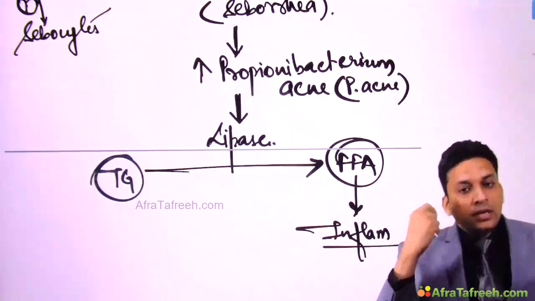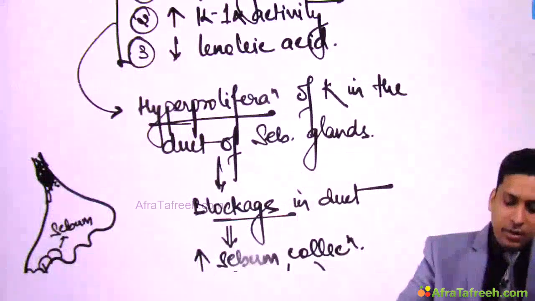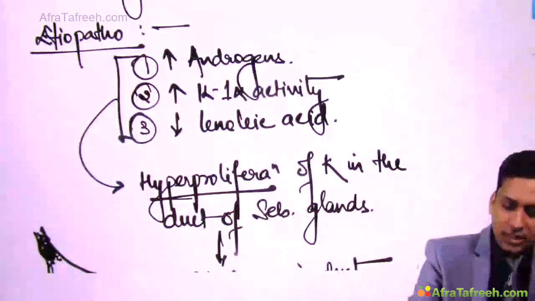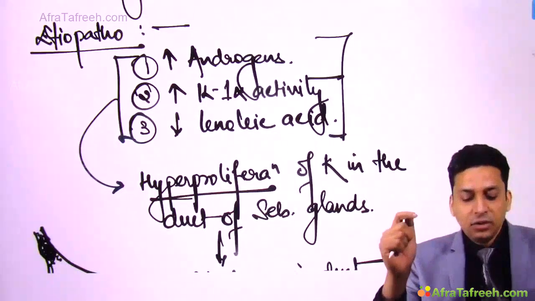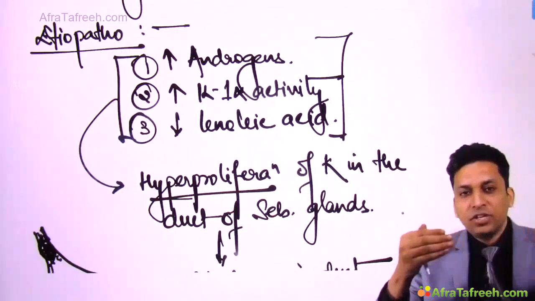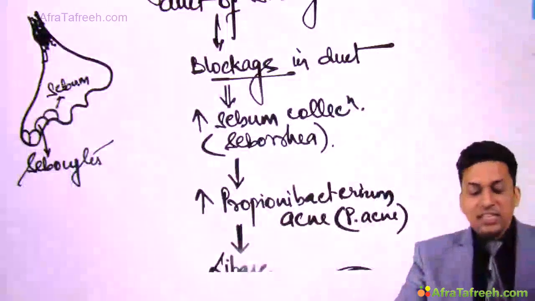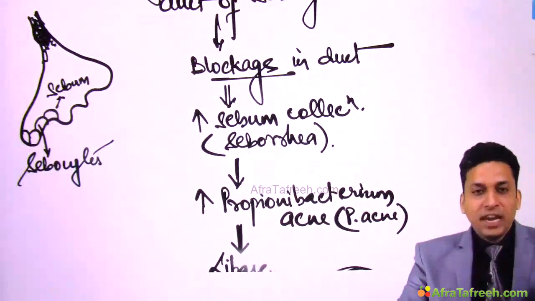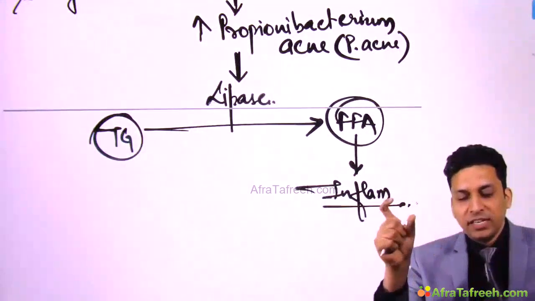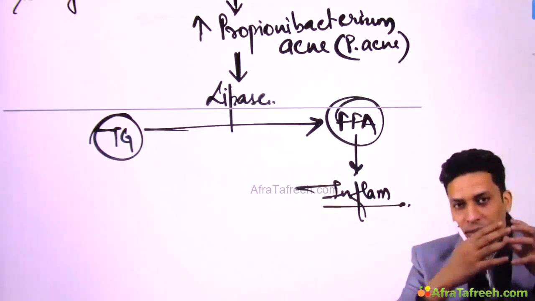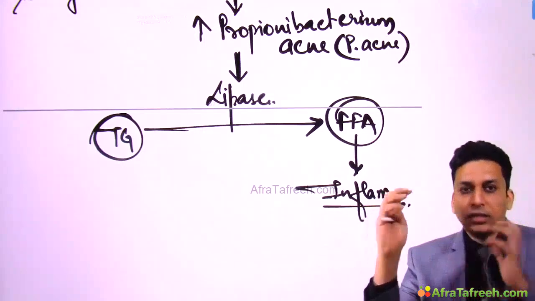Okay, so these are the factors which are occurring from beginning. If you remember, first these are the changes, that is increased androgen, increased interleukin 1 alpha activity, decreased linoleic acid, due to which hyperproliferation of the keratinocytes, blockage occurs, more and more sebum start collecting. There is increased proliferation of P. acnes, and then lipase enzyme converts triglyceride in the sebum to free fatty acid, causing inflammation. Now during this pathogenesis, various types of lesions might also start forming in the skin.